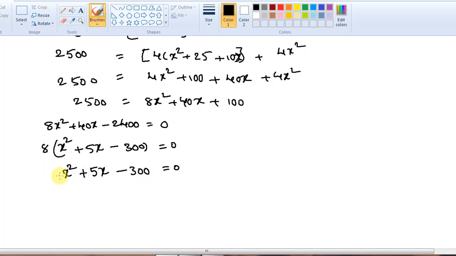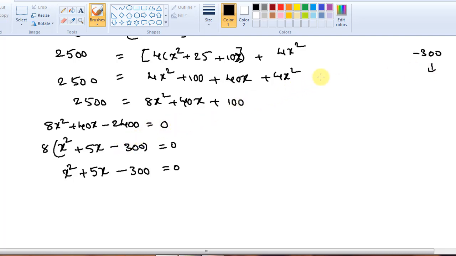This is a monic quadratic equation. Why? Because the coefficient of x square is equal to 1. Now for this we have to factor the constant term. What is the constant term here? Minus 300. This constant term minus 300 we have to write as a product of two numbers whose sum gives you b, that means the coefficient of x, that is 5. So you have to write this as a product of two numbers and on adding them you should get 5.